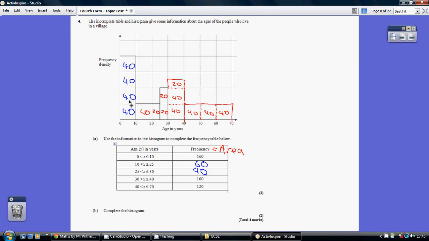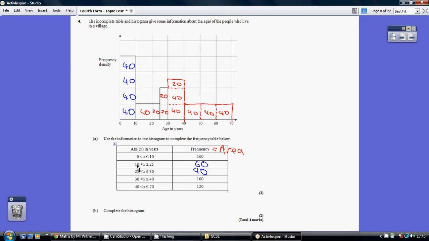Now we've got four squares, so how much must each square represent? Well, clearly that's going to be 160 divided by 4, which is 40. So I know that each square in this histogram represents 40 people. So that bit in blue is my key bit of learning. So now we've got to fill in the missing pieces.